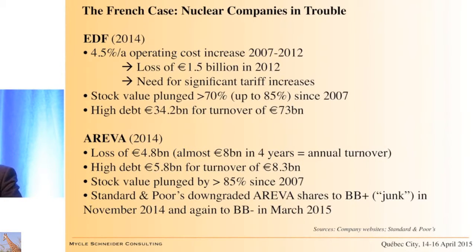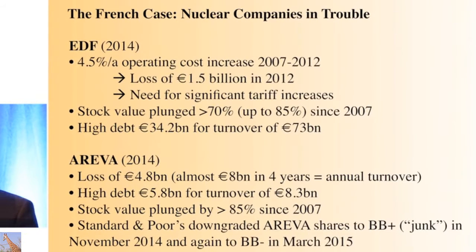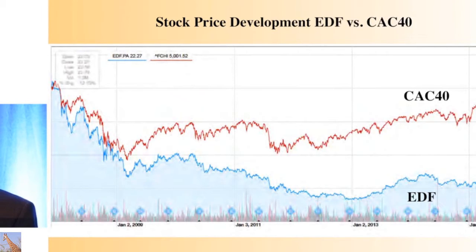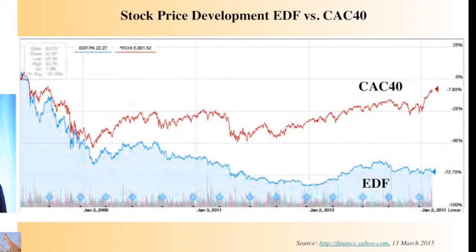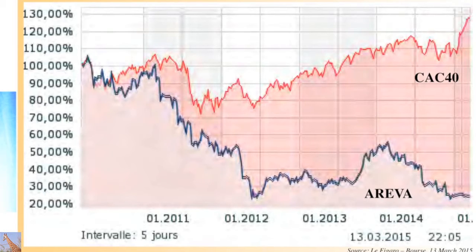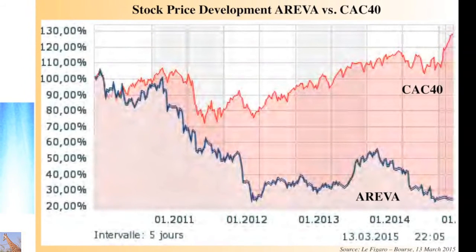The problem is that the operating costs in France increased in dramatic ways over the past few years. The energy regulator in France has calculated that the loss in 2012 was about 1.5 billion because the income from tariff sales, from kilowatt hour sales, did not cover the costs anymore, which incidentally is illegal in France. So there's no other choice but to increase rates or to reduce costs. Reducing costs is not possible because, on the contrary, with old reactors and lack of investment over the past few years, costs are increasing. So there's no other choice but to increase tariffs. The stock value plunged significantly over the past few years. And the debt load of this company is now 34 billion euros.